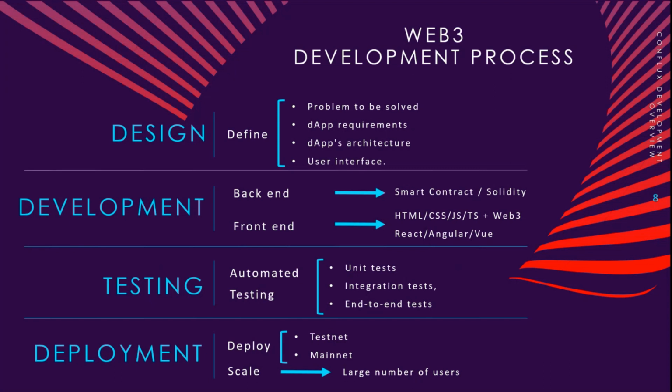After you have finished the testing and you are comfortable with how it works, the next step is deploying. Normally you deploy on testnet first, and then you deploy on mainnet. The importance here in deployment is scalability, like preparing your infrastructure and your application to be able to support a large number of users over time. And after all this, of course, you need to keep on continuously improving your application. You will always find bugs and improvement opportunities which you will need to work on. This is basically the development process.